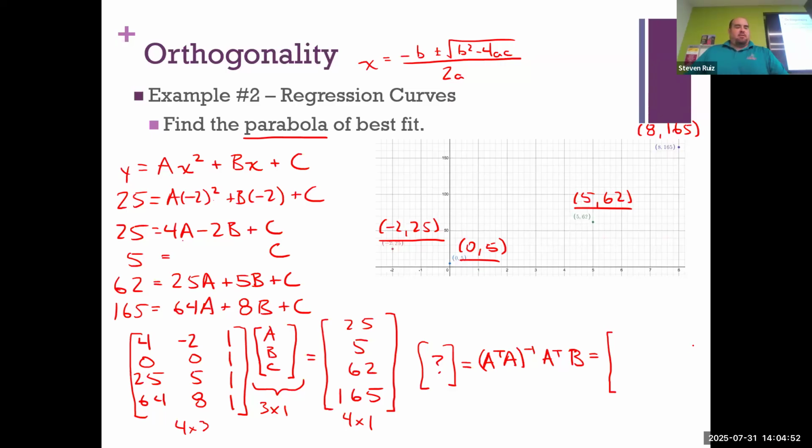Does anybody have a result yet? 2.934. Negative 3.538. 5.755. Do A and C match what we thought? Okay. So here's our parabola. 2.934x squared minus 3.538x plus 5.755.